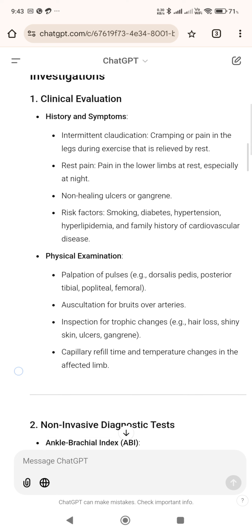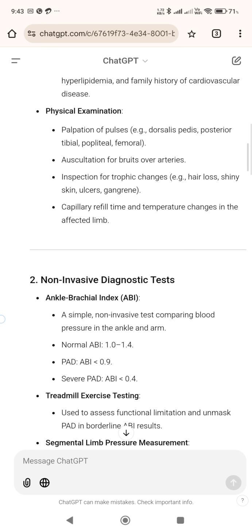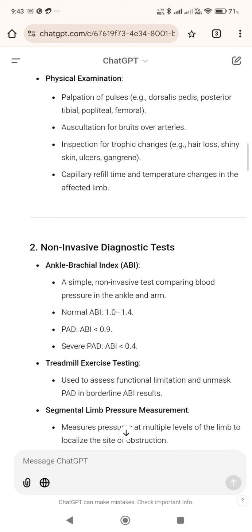Physical examination: palpation of pulses, dorsalis pedis, posterior tibial, popliteal, femoral. Auscultation for bruits over arteries. Inspection for trophic changes, e.g. hair loss, shiny skin, ulcers, gangrene. Capillary refill time and temperature changes in the affected limb.